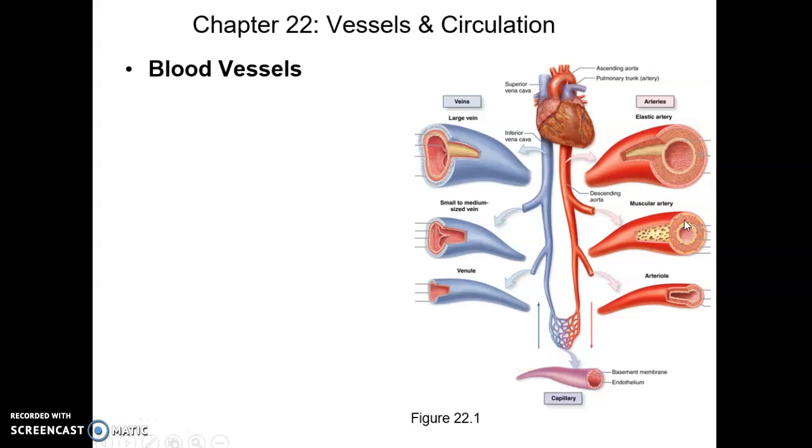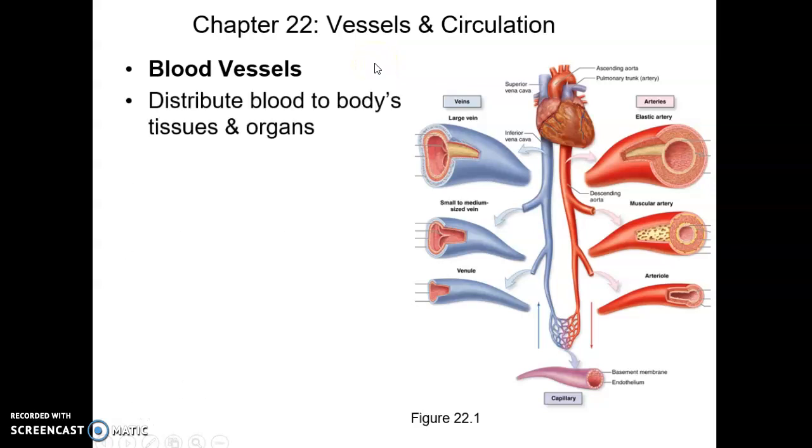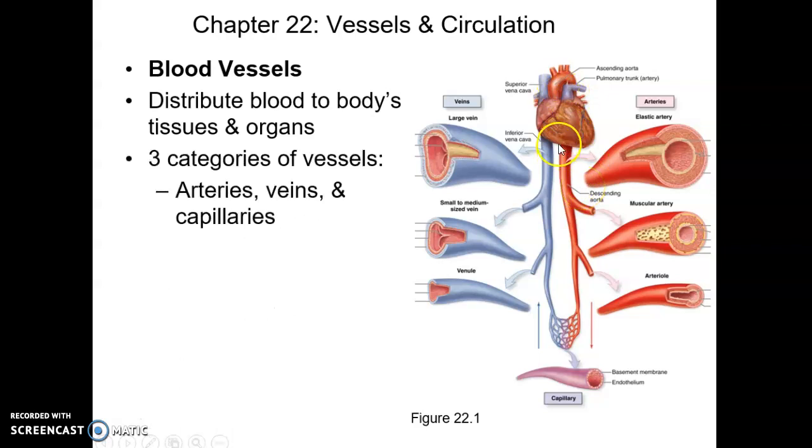Chapter 22, Vessels and Circulation. So let's start off with the blood vessels. The main function is to help distribute the blood to the body's tissues and organs, and the blood vessels originate and/or terminate at the heart, which is the pumping organ that propels the blood through the blood vessels.